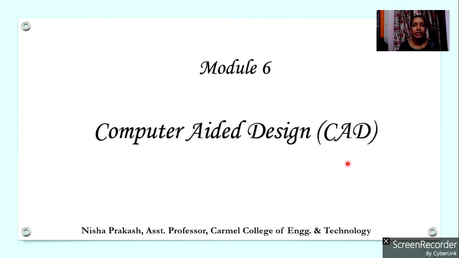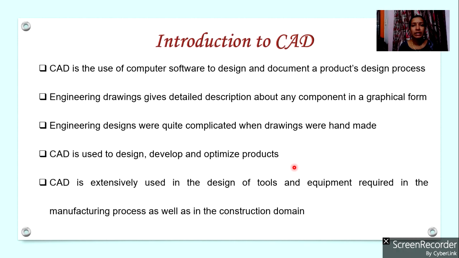Let us start with Module 6, Computer Aided Design, CAD. So what is CAD? CAD is the use of computer software to design and document a product's design process. That means we can use CAD for designing a variety of products, as well as we can document that design process. That means the various steps involved in the design, the various mathematical calculations, etc. can be kept as a document using CAD.